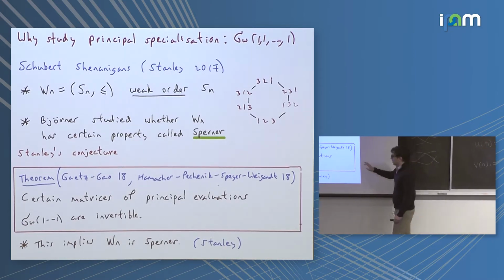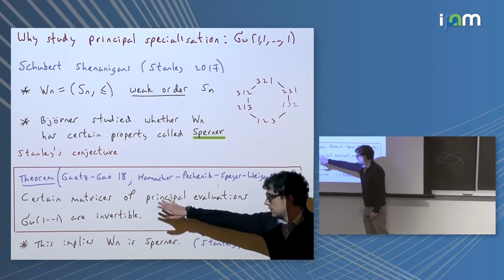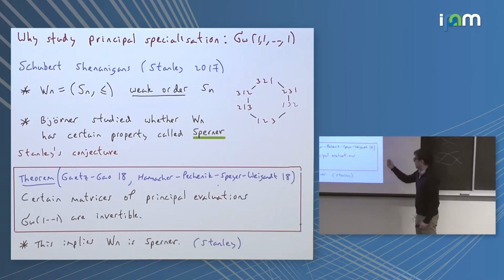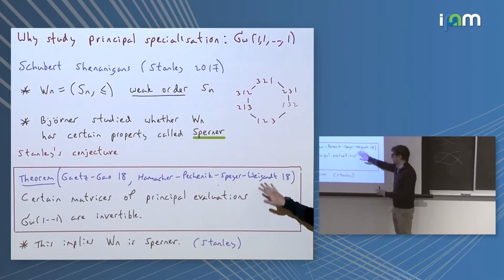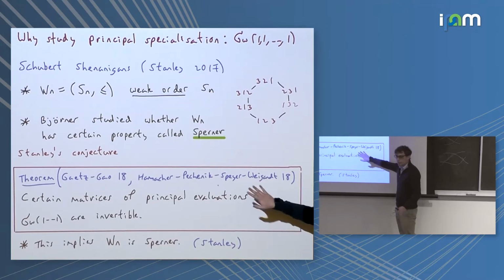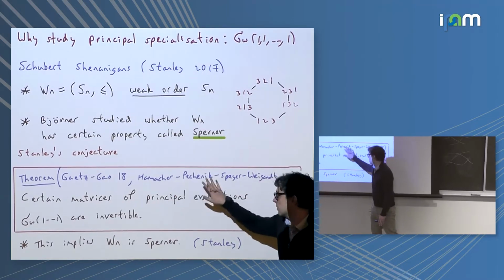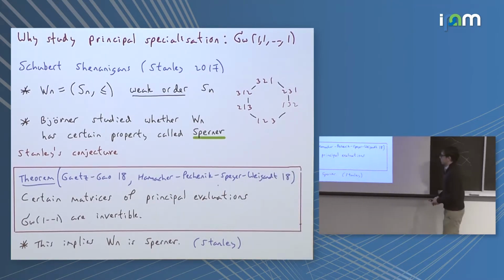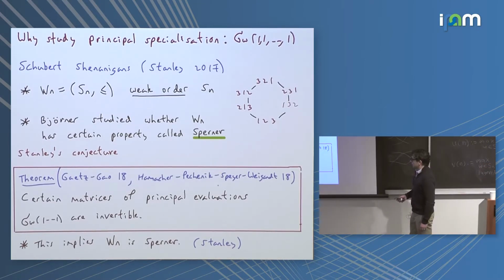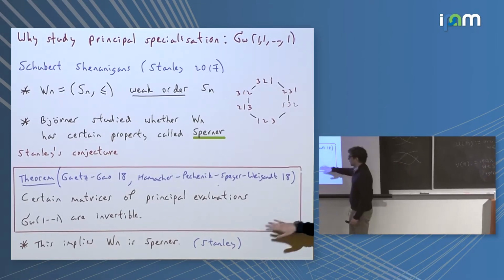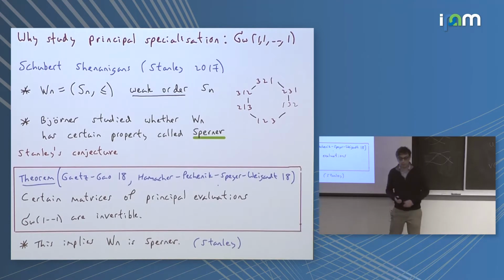And this was settled by Christian, who's speaking next, and Yibo Gao, and roughly the same time, up to a couple of weeks later, also by Zach Hamaker, Pechenik, Speyer, and Weigandt, and this implied this property.